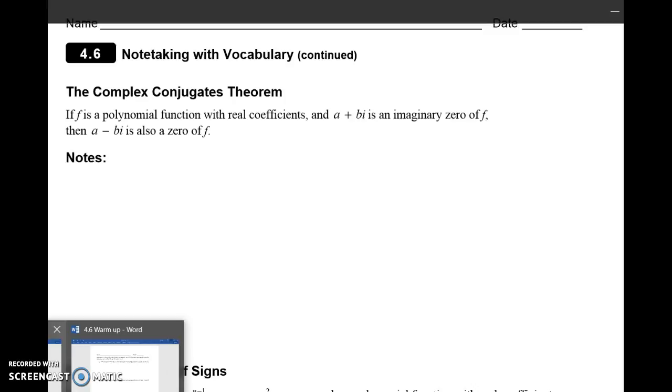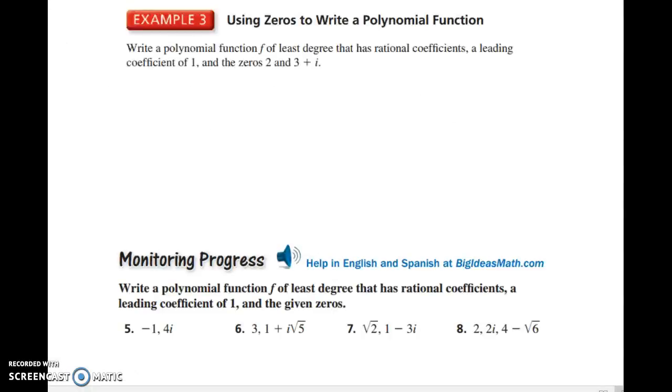So now we want to go to your notes and go to example 3 and write a polynomial function. So this is what we did in class the other day, with a coefficient of 1 where the zeros are 2, and we're going to say i. We're going to get rid of the 3 plus. We're just going to say i.